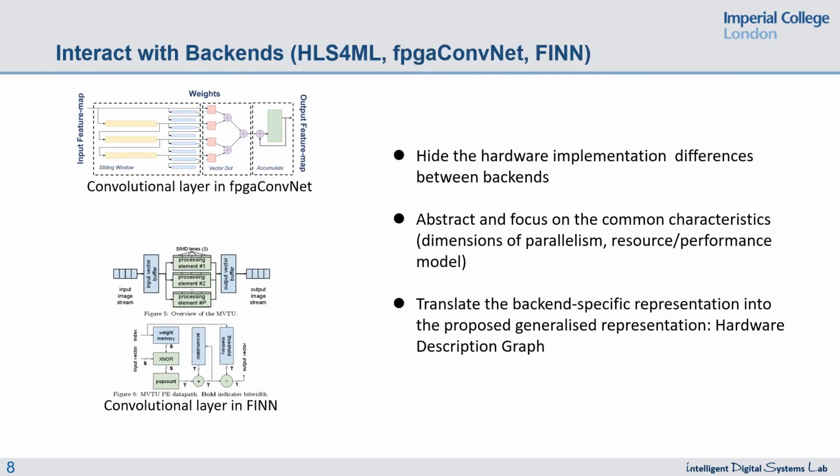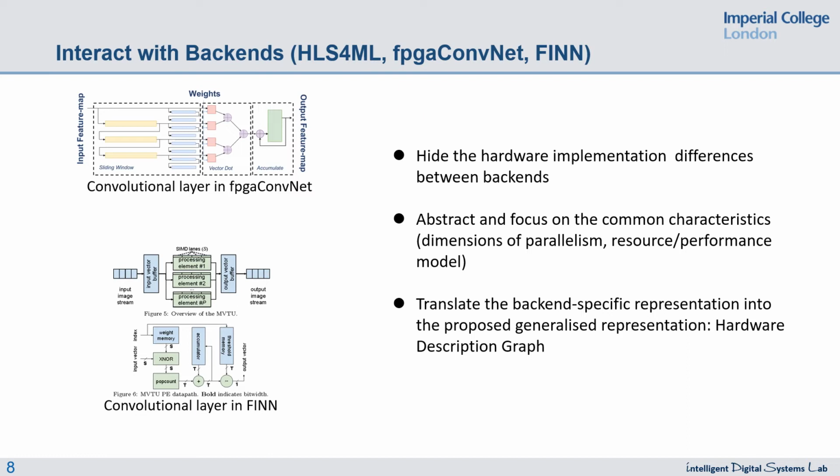In order to address the optimization stage of mapping CNN models to stream architectures in a unified manner, we found the first challenge is that HLS4ML, FPGA ComNet, and FINN, which we call backends, have very different hardware implementations for the CNN.